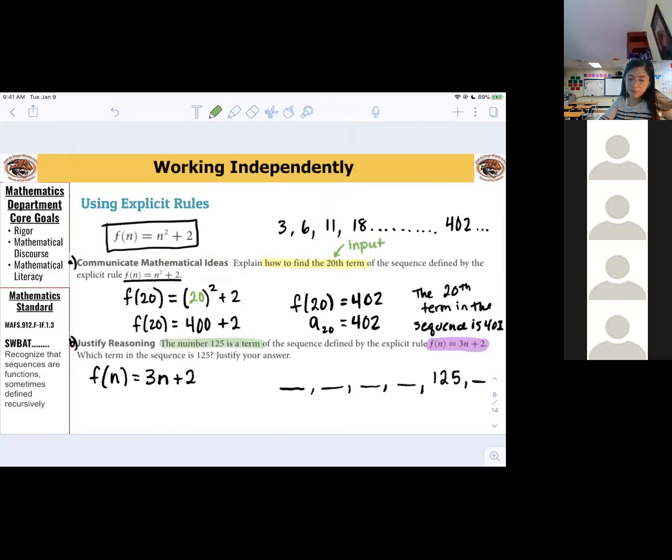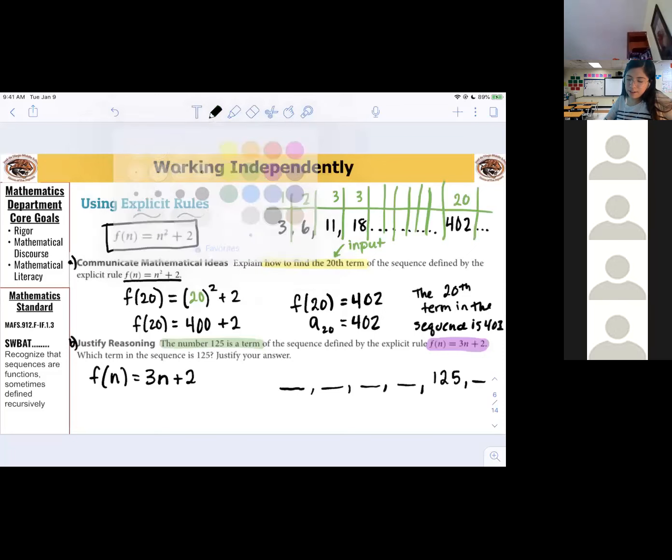Remember, if I made this into a table, this would be 1, that would be 2, this one would be 3, 4, and then there would be a bunch, and then you would get to 20. So 20 was my input. Well, in this case, it's the other way around. 125 is my output, and I'm trying to figure out what was the input that gave me 125. So we're thinking about this backwards now.